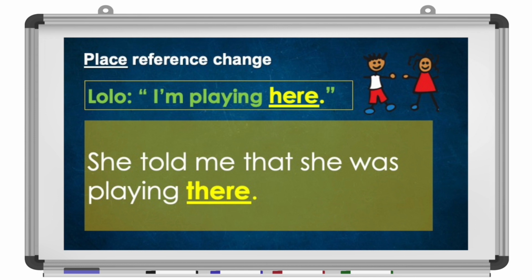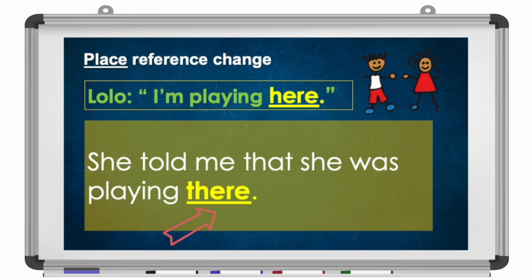Let's take a look at the place reference change. Lulu also said, "I'm playing here." So when I reported the sentence, I said, "She told me that she was playing there."